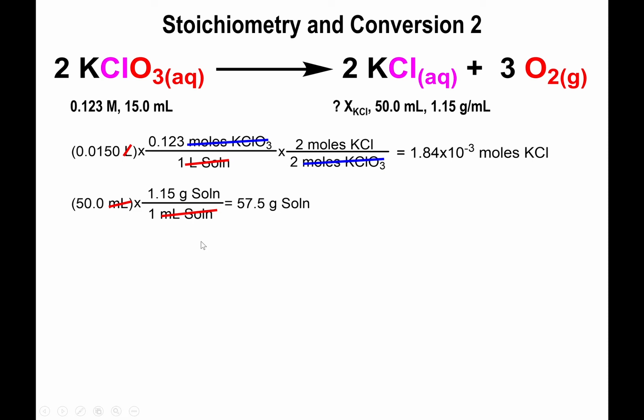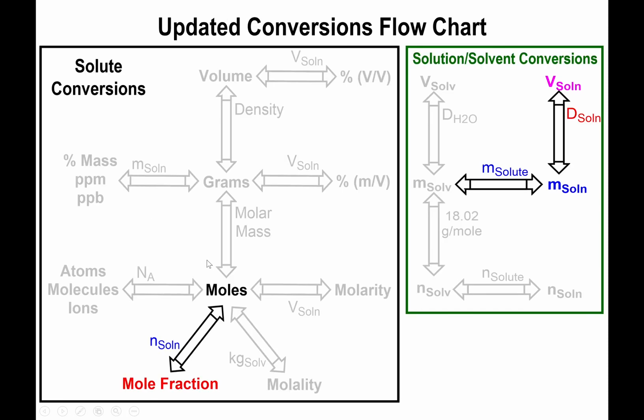Alright, now what we do have right now is the mass of the solution. We need to find out the mass of the solvent so that we can figure out the moles of solvent. We do have the moles of the solute, but we don't have the moles of solution. In order to get that, we need to get the moles of solvent. So we're going to subtract the mass of the solute from the mass of the solution.